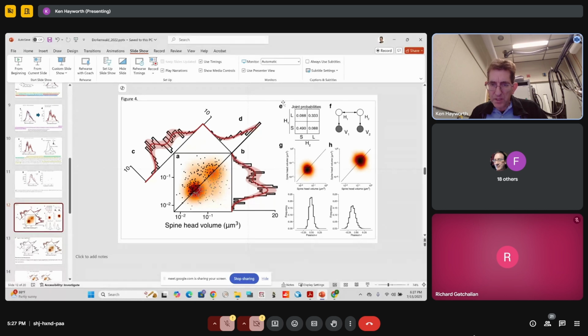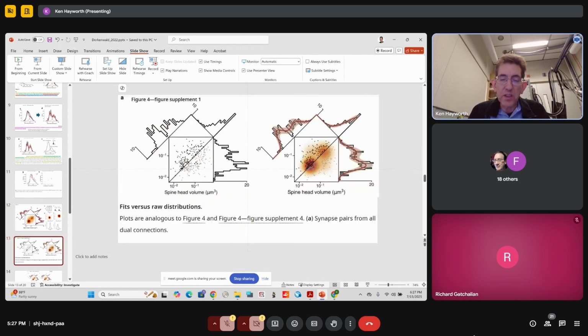The joint probabilities that they are getting from that fitting are shown here. So they're saying for these synapse pairs, the same pre and postsynaptic, there is 0.49 probability that they're both small, 0.33 probability that they're both large, and much less probability that they're a mixture of large and small on the diagonals. This is just showing this without that heat map. So even without these fits, you can still see that there are definitely two hotspots there.